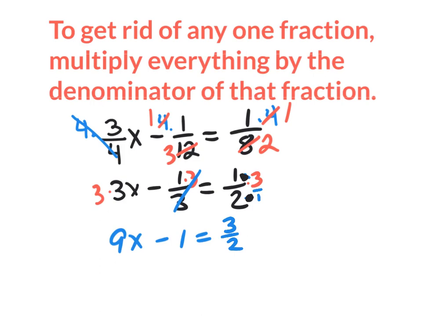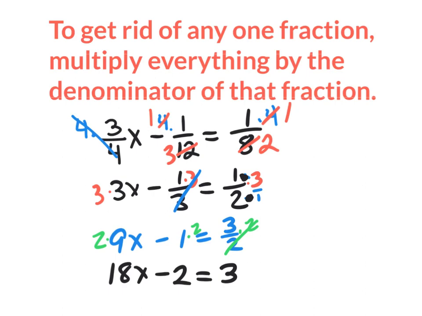And now for the last fraction. How do I get rid of that 3/2? I multiply everything by 2. Times 2 will cancel it out. Times 2, you'll have a 2. Times 2, you have an 18. So my equation now without fractions is 18x minus 2 equals 3. Okay? And then you solve this thing the way you normally would by adding 2 to both sides and then dividing by 18. Final answer would be 15/18.